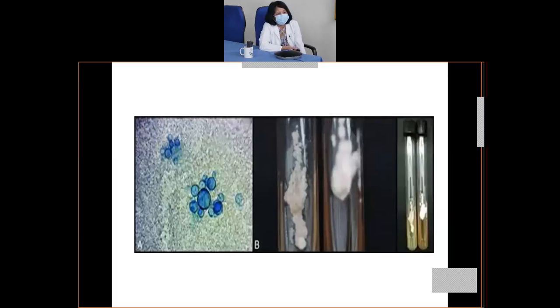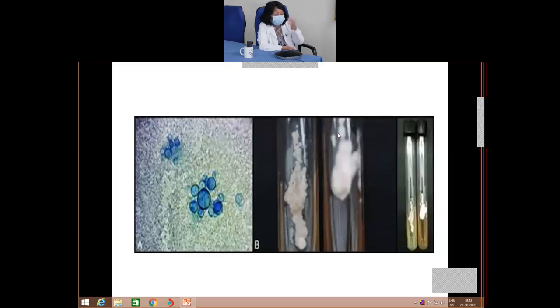And on the right side, there's a morphology. As a result of growth at 25 degrees centigrade, this is a mycelial growth, which is more or less cottony or velvety in morphology. And if you do an LPCB mount of that, you'll see that there are different types of hyphae.